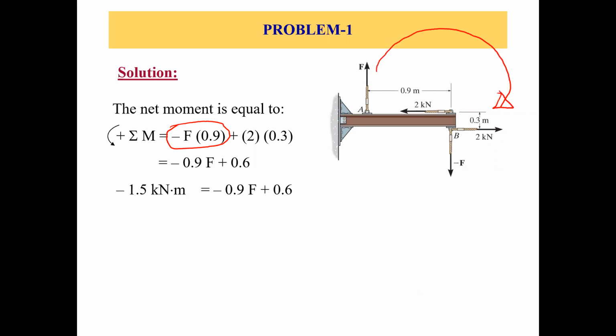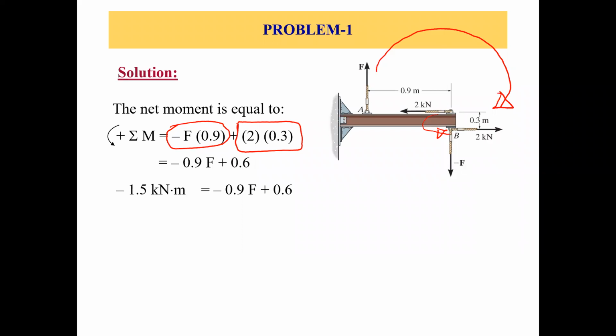All right, so this is the moment of the first couple, then the moment of the second couple, 2 times 0.3, right? And they are creating counterclockwise moment. Just assume the directions, just visualize and make out the directions. So 2 times 0.3 is the moment of the second couple, and a positive sign because it's counterclockwise moment.